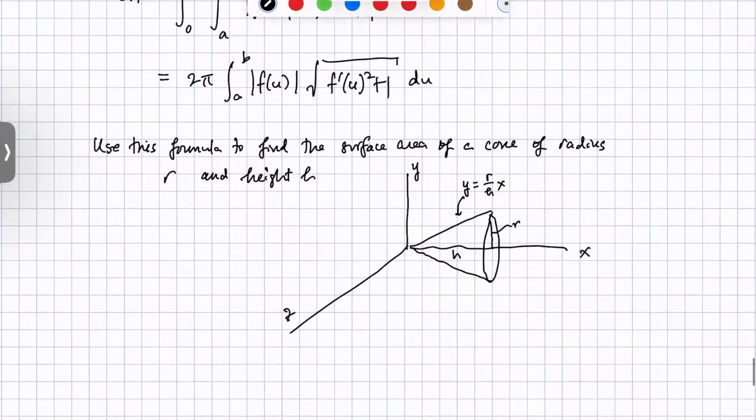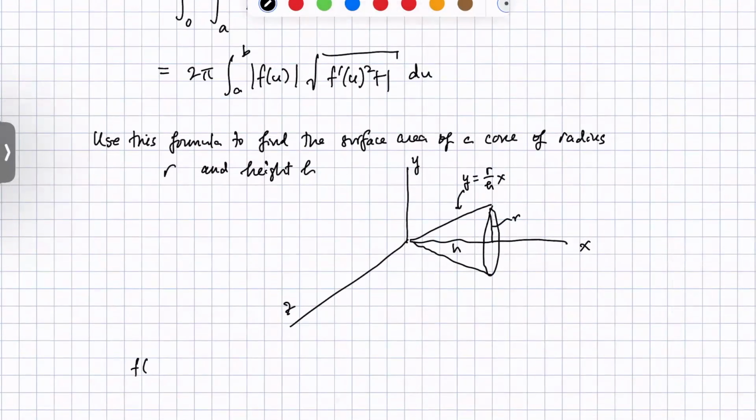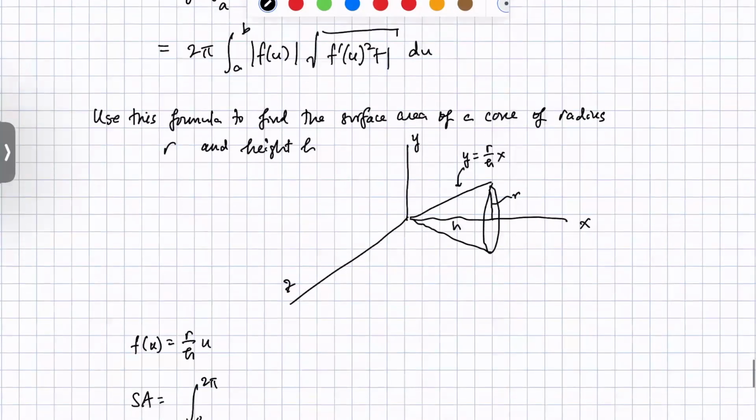And we can use the formula above to compute it. So I have f of u equals r over h times u. So the surface area is going to be the integral from 0 to 2 pi, and 0 to h, because that's how much x goes. And then the absolute value of f of u, everything is positive. And then I have the square root of f prime of u, which is just r over h, squared plus 1. Oh, by the way, I should have just put the 2 pi out here. And this is just du.